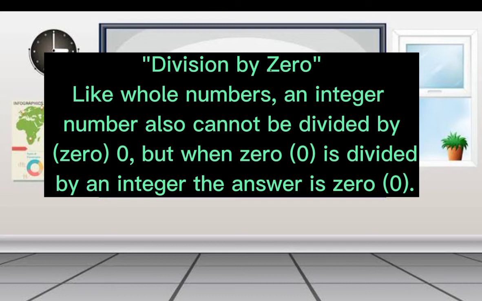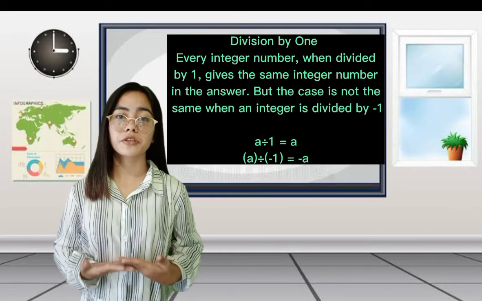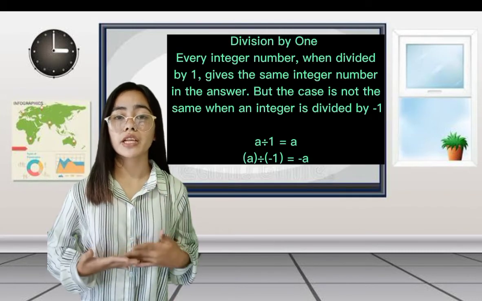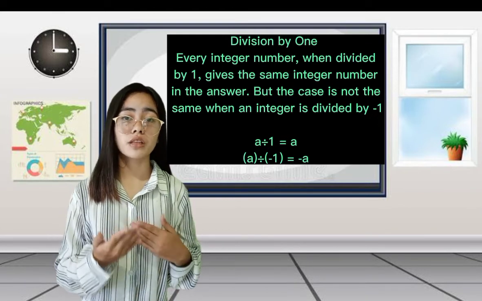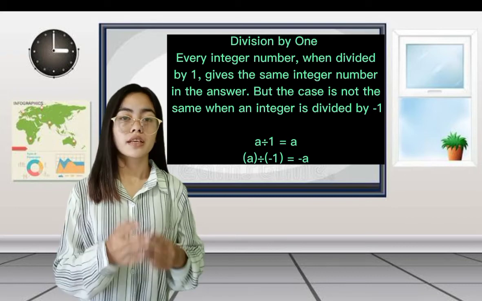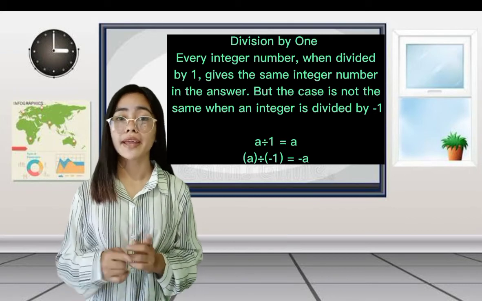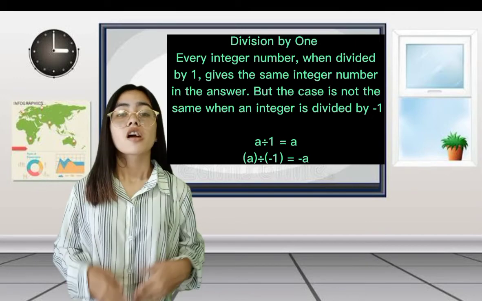The other one is division by 0. Like whole numbers, an integer number also cannot be divided by 0. But when 0 is divided by an integer, the answer is 0. Next is division by 1. Every integer number when divided by 1 gives the same integer number in the answer. But the case is not the same when the integer is divided by negative 1. Example, a divided by 1 equals a, and a divided by negative 1 equals negative a. From all these illustrations, we have come to know that the mathematical operations of integer numbers involve cautious calculations, as they follow a different set of rules.